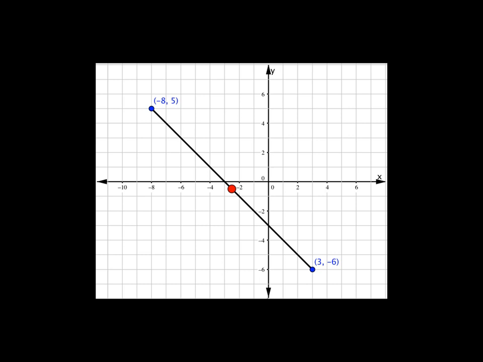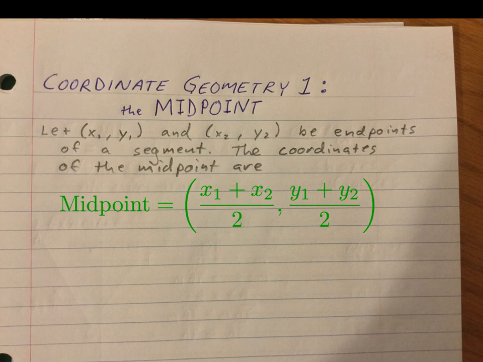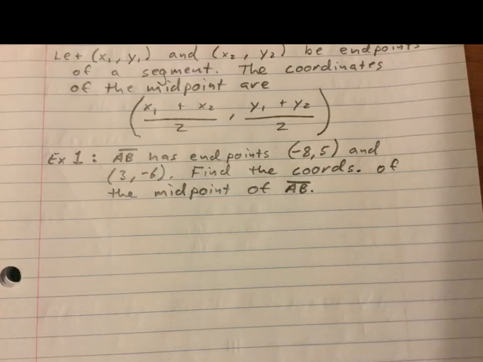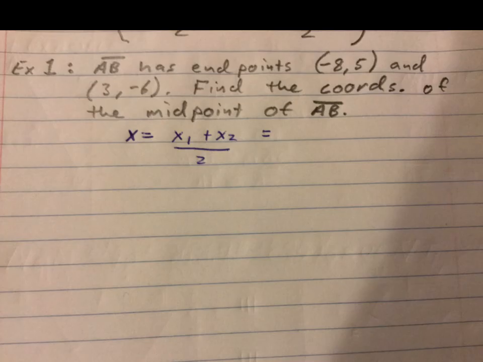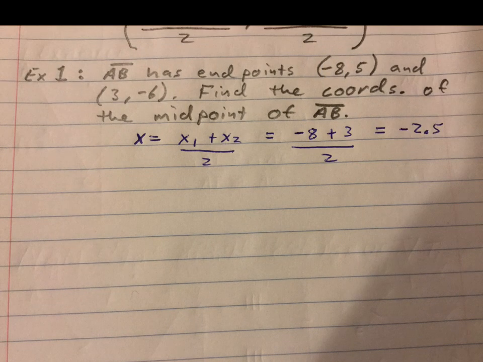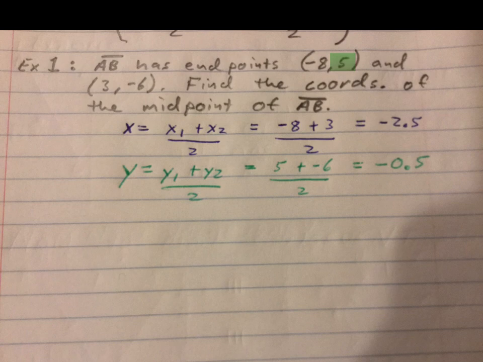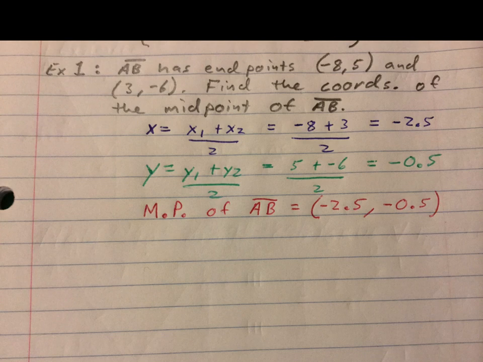Now, the midpoint is the average of the X coordinates and the average of the Y coordinates. An example, if we have segment AB with those endpoints you see there, the coordinates of the midpoint would be, I'll first take the X points, so -8 and 3, add them up, divide by 2, and then do the same with the Y coordinates, 5 and -6. And so we get our midpoint of -2.5, -0.5.